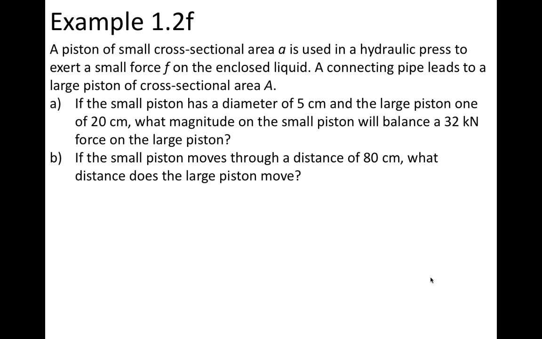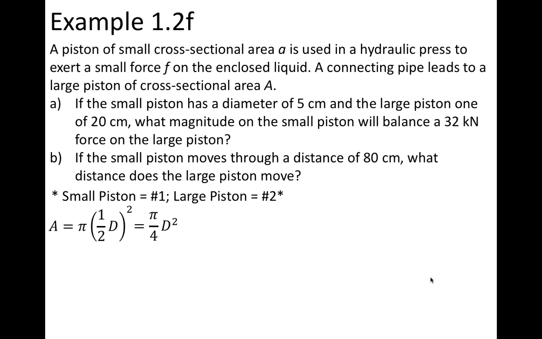In this example, we're asked to calculate the force generated by a hydraulic press. We're given the diameters of the small and large pistons, and we should note that the area of a circle is pi divided by 4 times the diameter squared. So that's going to tell us that the area is proportional to the diameter squared.